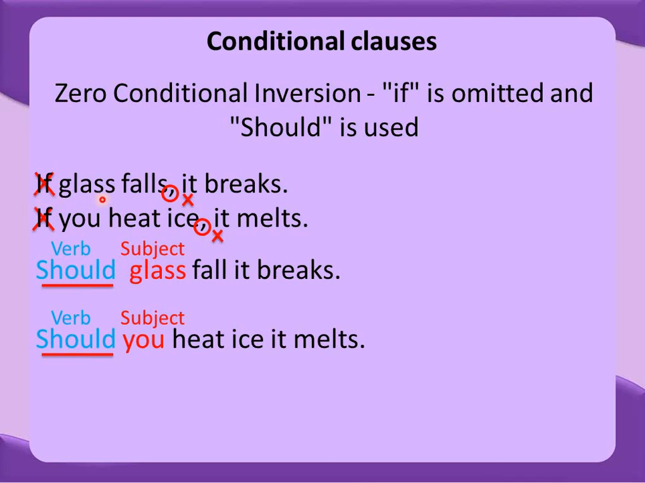If glass falls, you have to remove if. Since the word inversion means that the general sentence structure of subject verb is not followed, whereas verb comes in the beginning. So when we are writing the inversion of zero conditional clause, we have to remove if first and we have to begin using the verb should. Should follow with the subject glass. Should glass fall, it breaks.